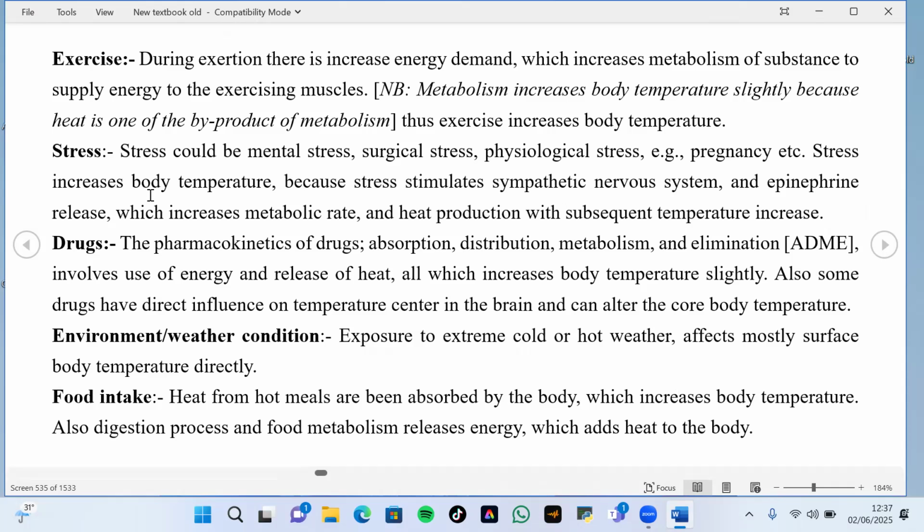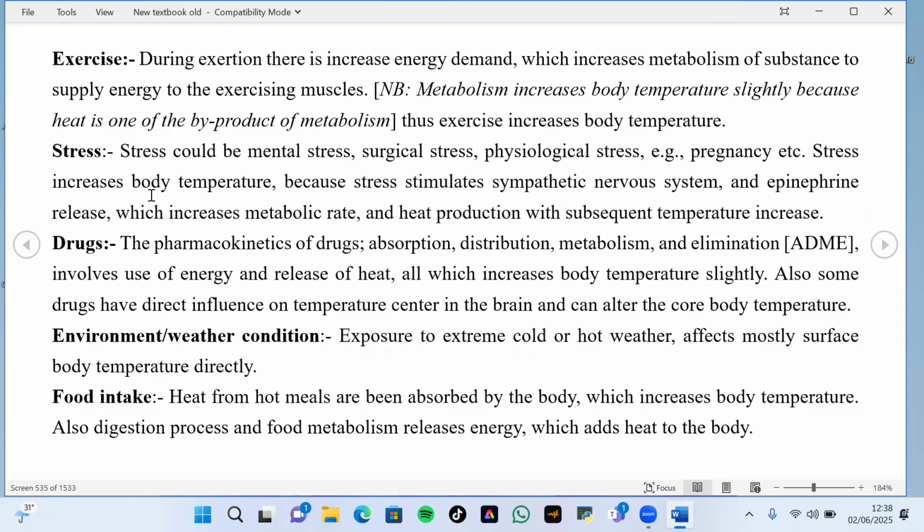There's what is known as pharmacokinetics of drugs. That is, it has to do with absorption, distribution, metabolism, and elimination: ADME. ADME involves use of energy and release of heat. So the process the drug is passing through the body when it's being absorbed from the stomach or from wherever the route of the drug follows, is being distributed all over the body. Its metabolism and elimination leads to release of heat. As such, the body temperature would increase.